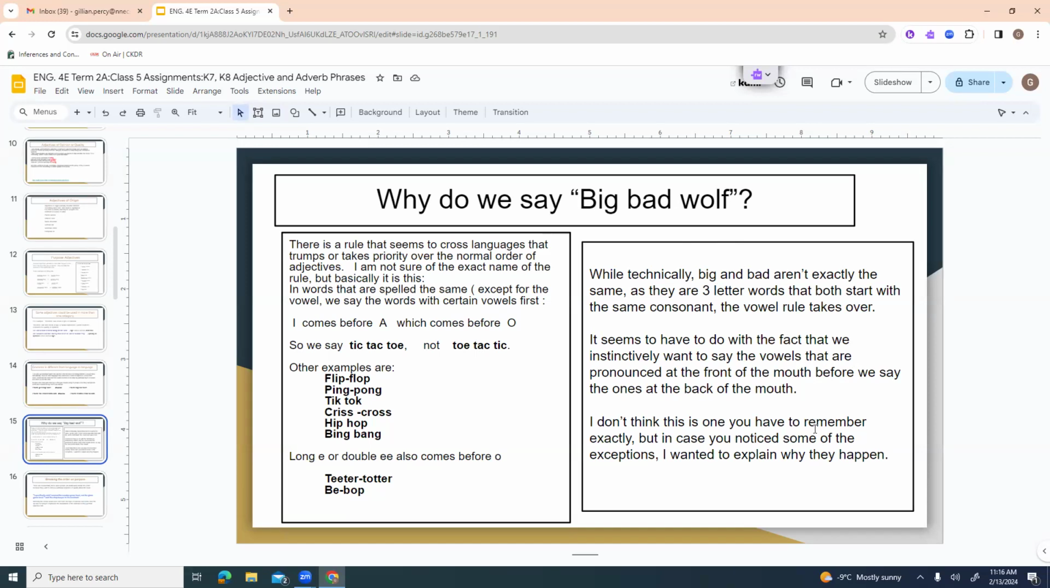This isn't one you have to remember. I think it's something we'd use instinctively, but in case you had ever noticed the exceptions and were like, okay, why is it okay for these ones to break the rules? I just want to explain why you might have seen that before, okay?